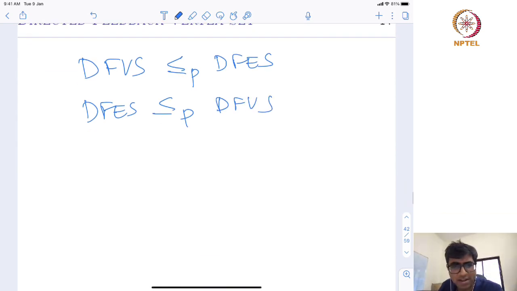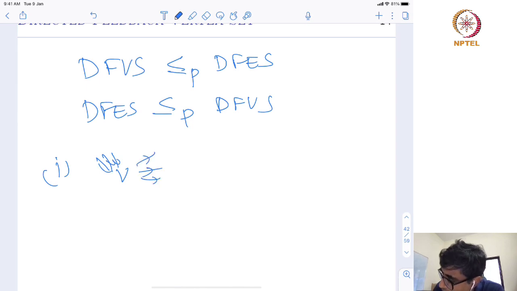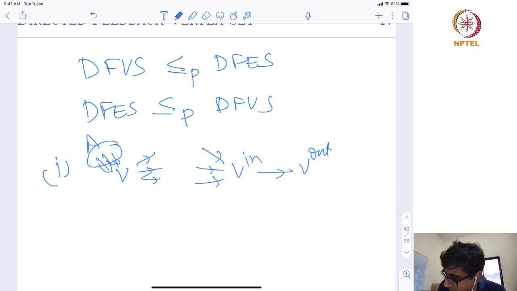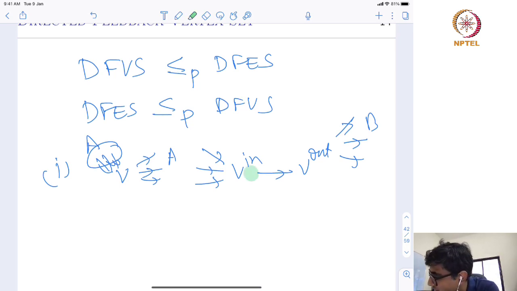The reductions are fairly simple. Let me tell you, the first one is based on the following fact. You look at any vertex V. You make V in and V out, and every vertex which has an in-neighbor, say A to V, you make it go to V in, and every out-neighbor you make from V out. Now you can show that there are K vertices if and only if there are K arcs, and the arcs which you will form in your solution are these arcs. Okay, you should be able to see.